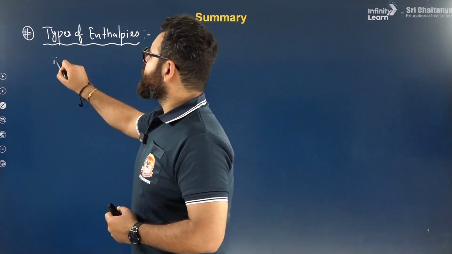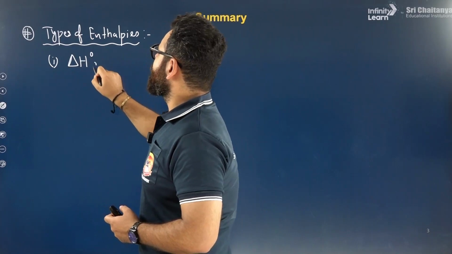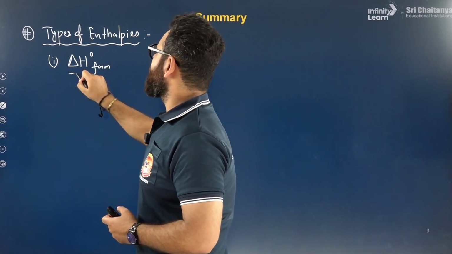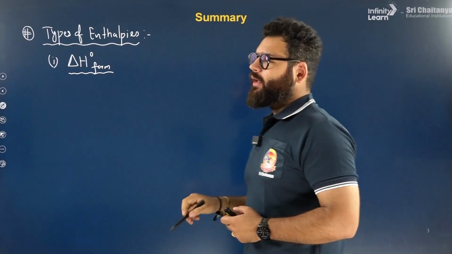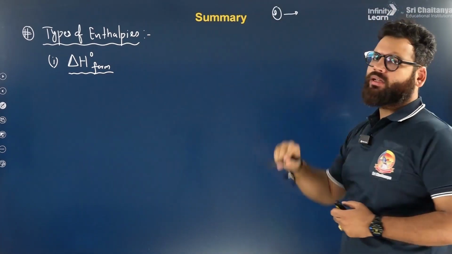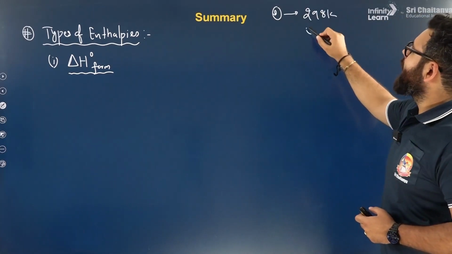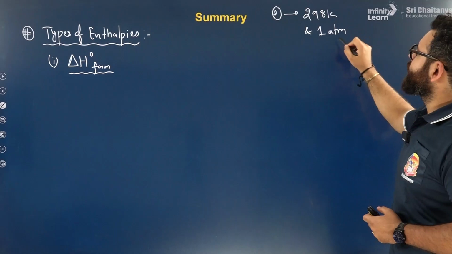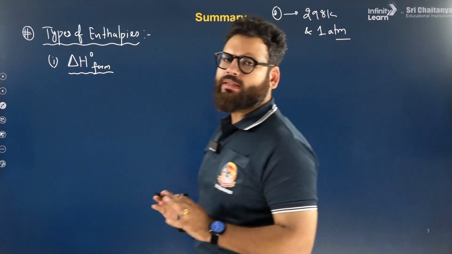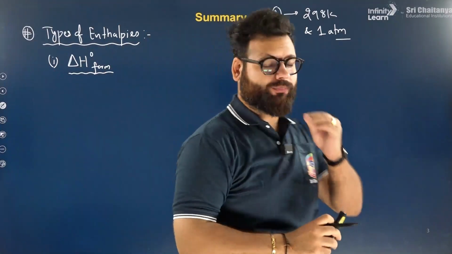First of the most important enthalpy becomes enthalpy of formation. We will write it as delta H naught formation. We call it standard enthalpy of formation. Wherever you see that naught written on the top, it represents standard condition. Standard condition is room temperature 298 Kelvin and 1 atm pressure. The room temperature condition. It's not STP. It is just standard thermodynamic condition.